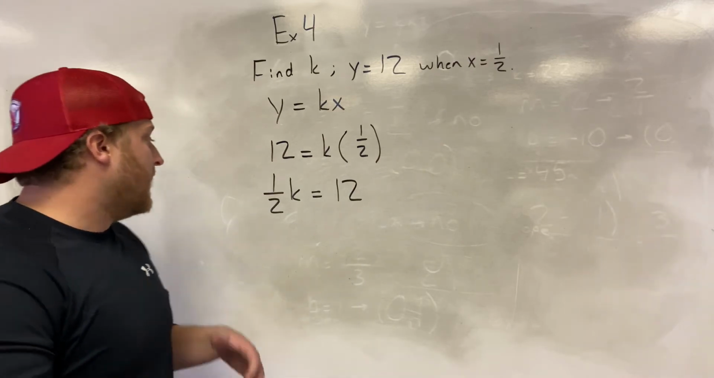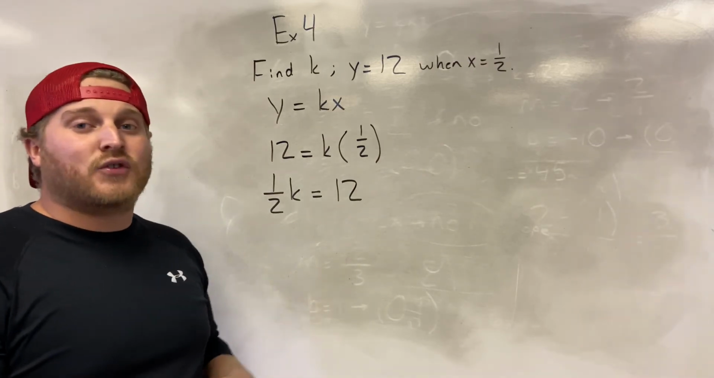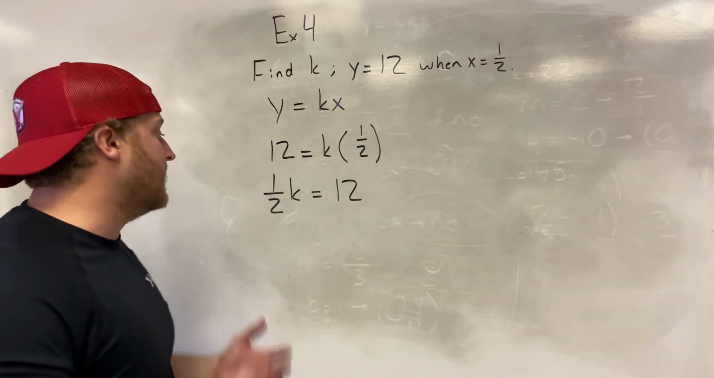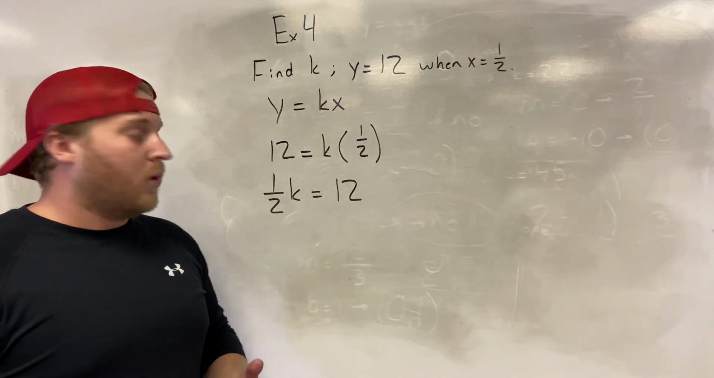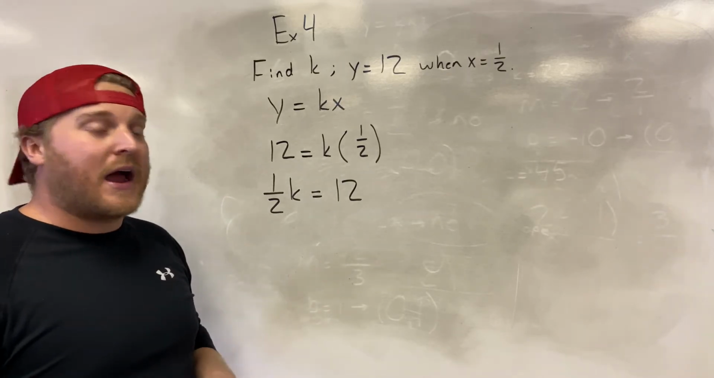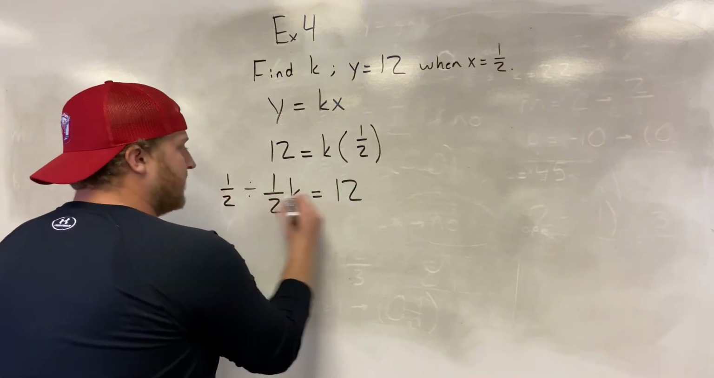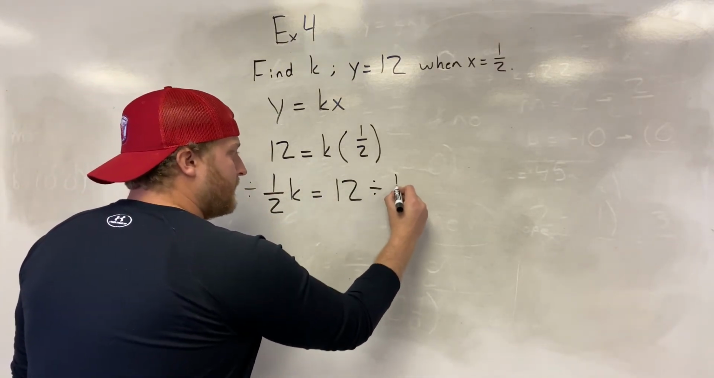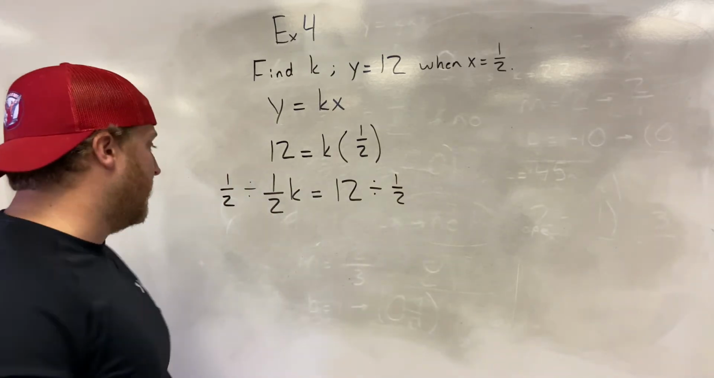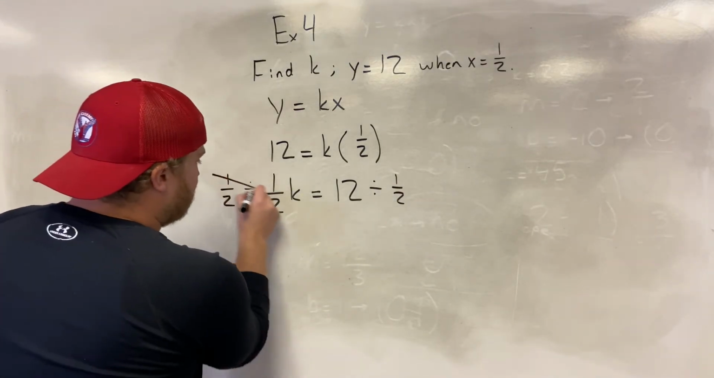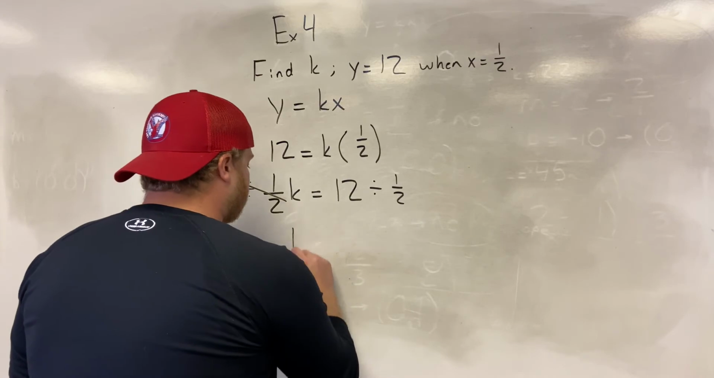Now, in order to solve for k, I have to do the opposite of what's happening to it. k is being multiplied by 1/2, so I need to divide by 1/2 on each side in order to get rid of it. This means my 1/2s cancel out on this side, leaving me with k.